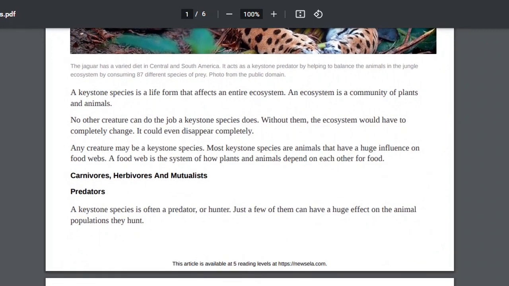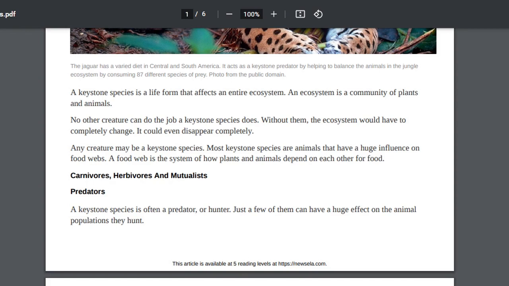Start at the top paragraph. Listen as I read. A keystone species is a life form that affects an entire ecosystem. An ecosystem is a community of plants and animals. No other creature can do the job a keystone species does. Without them, the ecosystem would have to completely change. It could even disappear completely.